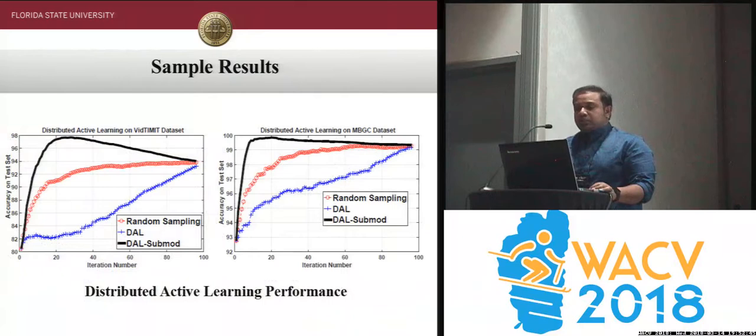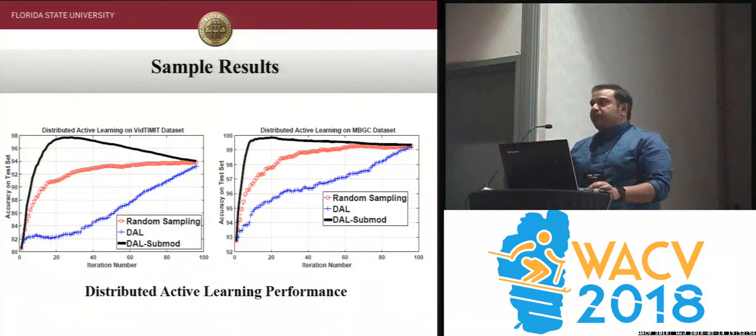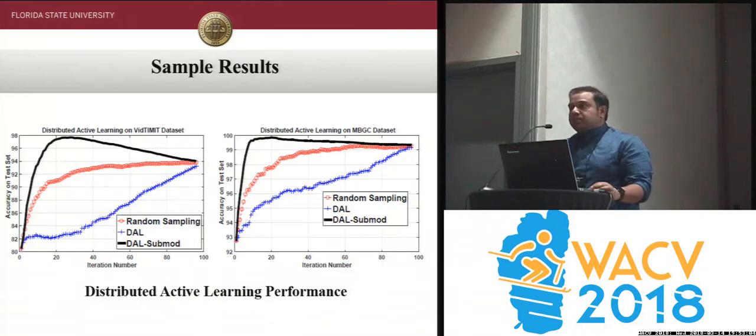Here are some sample results on two face recognition data sets. The horizontal axis denotes the size of the training set, and the vertical axis denotes the accuracy obtained on the test set. The goal is to study the increment in accuracy with increasing size of the training set. The black curve is the one obtained using our method, and we see that using our method, the accuracy grows at the fastest rate, which means the proposed method is able to identify the most informative samples from large amounts of unlabeled data in a distributed setup.